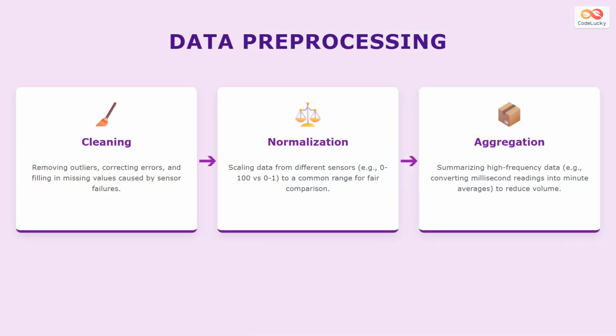Before we analyze, we must pre-process. This involves cleaning, which removes errors and fills in missing values. Then comes normalization, scaling data from different sources so they can be compared fairly. Finally, aggregation helps us summarize high-frequency data, like converting millisecond readings into minute averages to make it manageable.